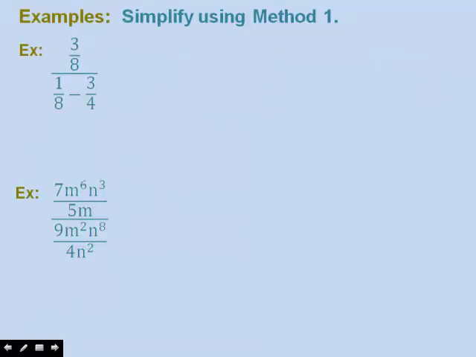Let's do some examples using this method. So here our first step is to simplify the numerator. And in this example, that's already done because we already have just one fraction there. Now, if we're going to simplify the denominator, we do have two fractions there.